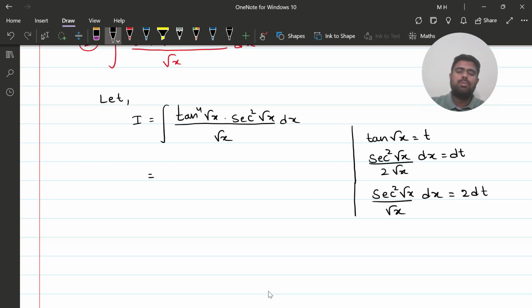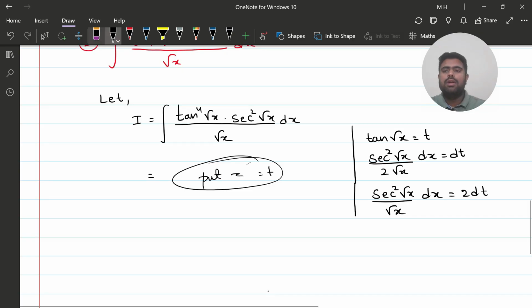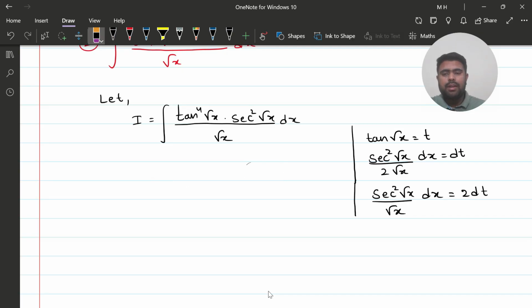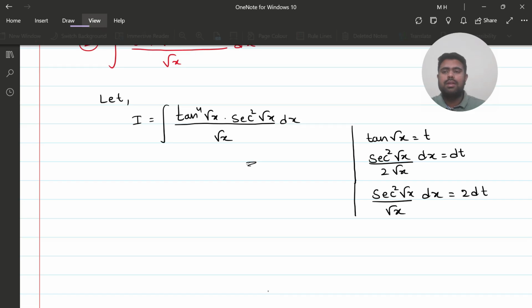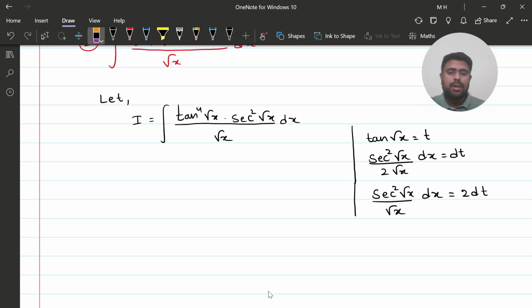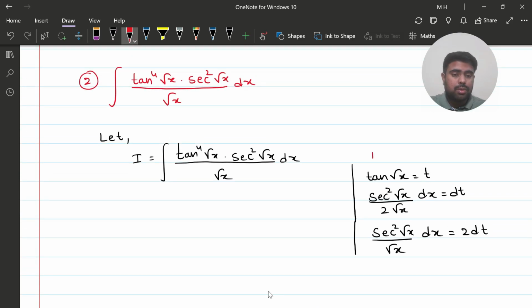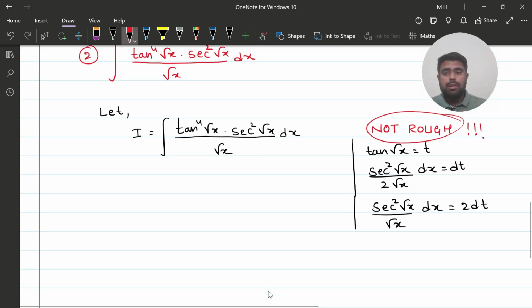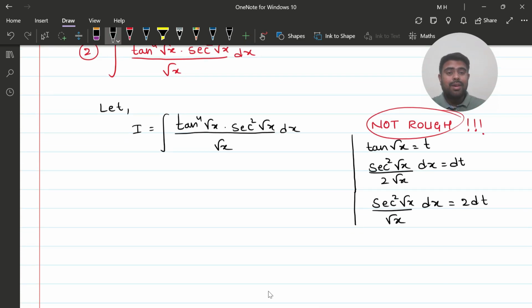See, in some colleges, or most of the colleges, and even in the textbook, you substitute it here, that is, you just write down put so and so equal to t. But by doing that the flow of the problem gets a little spoiled. That's why I'm making the substitution here. Mind you, this is not rough work. I'm doing the substitution, and you will have to write it down. Don't treat it as rough work and do it on the previous page.